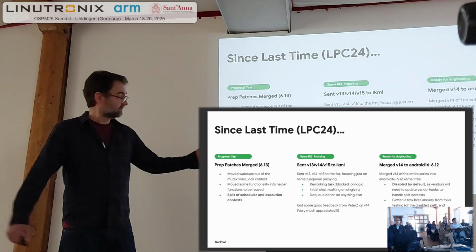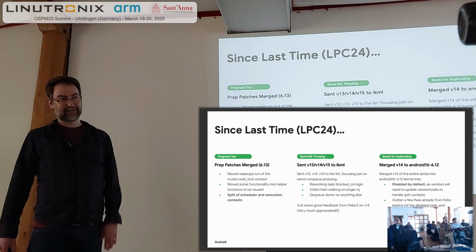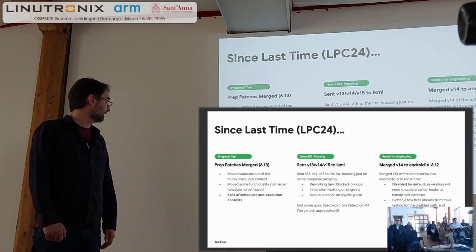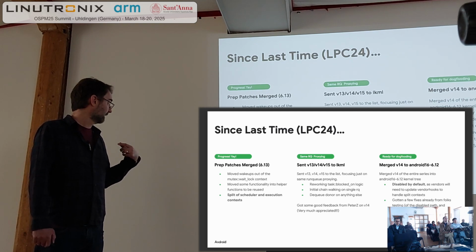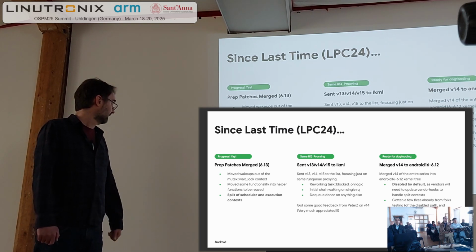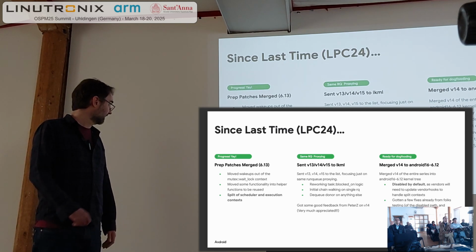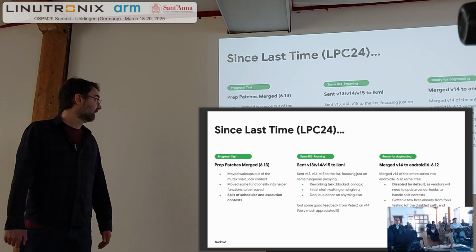So we've made some good progress. We've gotten some of the prep patches merged in 6.13. Lots of thanks to Peter for helping get this guided through. This basically added some reworking, moving the wake ups out of the wait lock context for the mutex lock. It added some helper functions, and then most importantly, added the notion of a split scheduler and execution context to the scheduler.